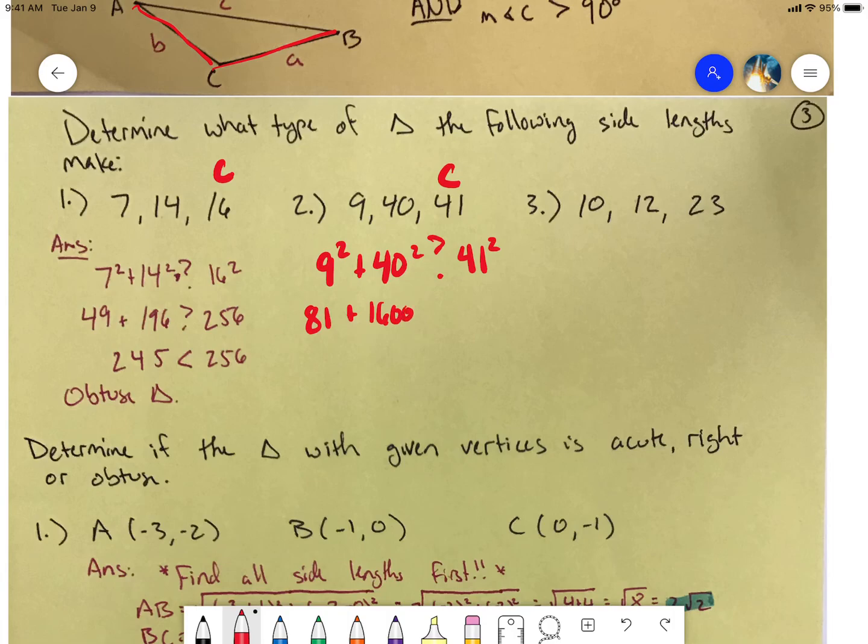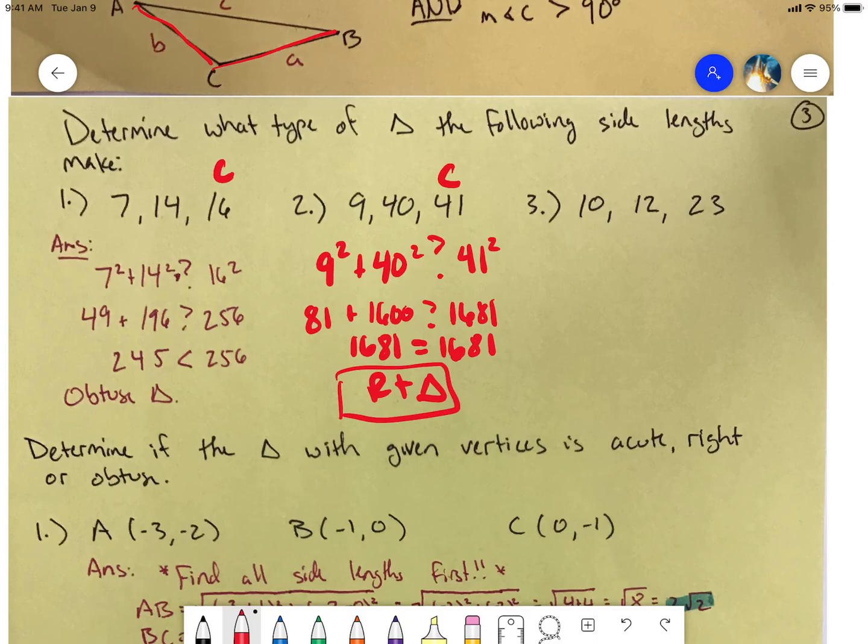And then 41 squared is 1681. Okay. And now hopefully right away you can see, well, 81 plus 1600 is 1681. This is also 1681. So these two are equal, right? So since they're equal, this is actually a right triangle. So this is actually a Pythagorean triple. Okay.